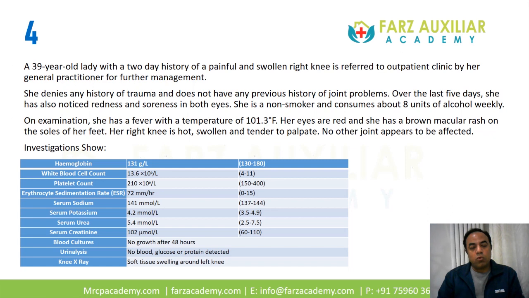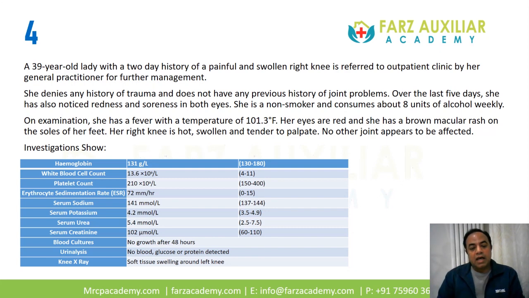Hemoglobin, white cell count, platelets are normal. ESR is raised at 72. Renal functions and electrolytes are normal. There's no growth on her blood culture. Urine analysis showed no blood, glucose or protein, and X-ray of the knee showed soft tissue swelling around the left knee, otherwise was normal.